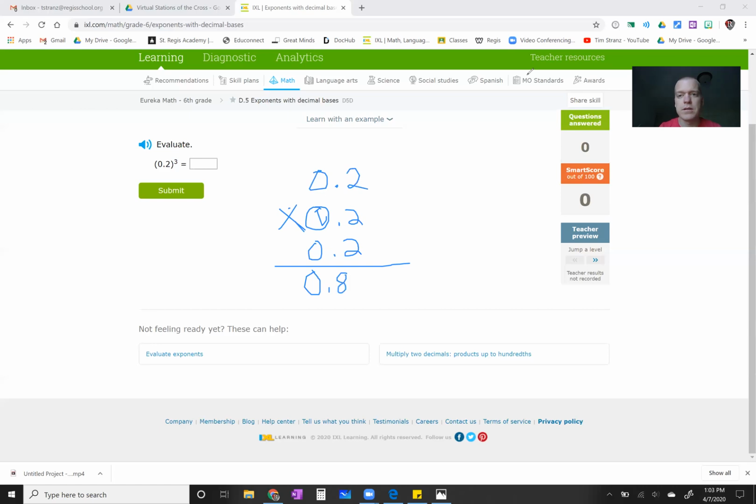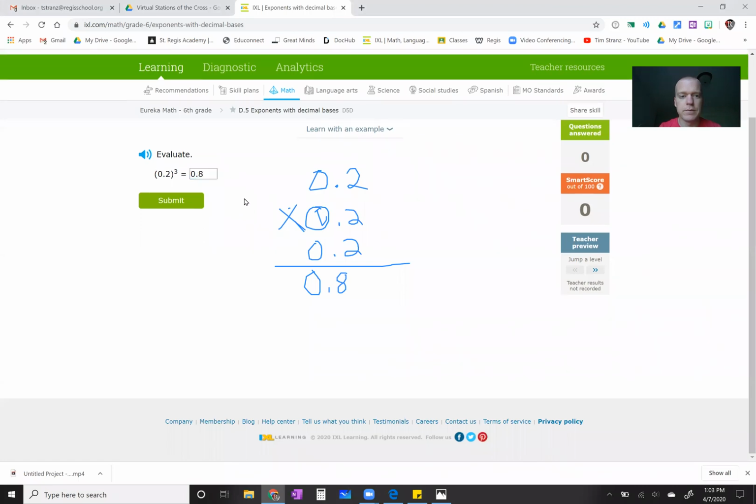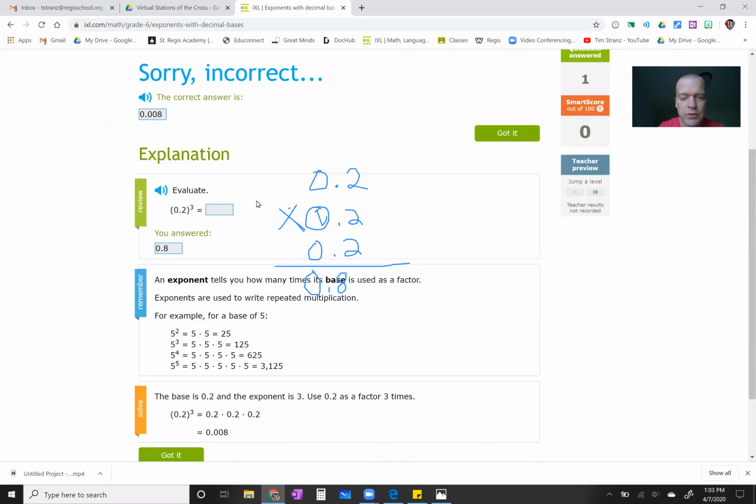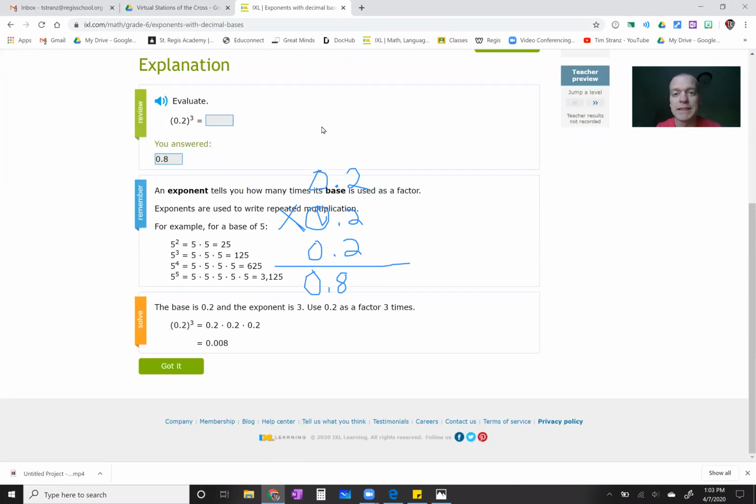Let's see if that's right. 0.8. No, it's not right. Why not? Oh, I forgot a 0. See, teachers even make mistakes. I don't make many. That's the first one I'll make all year, I promise.